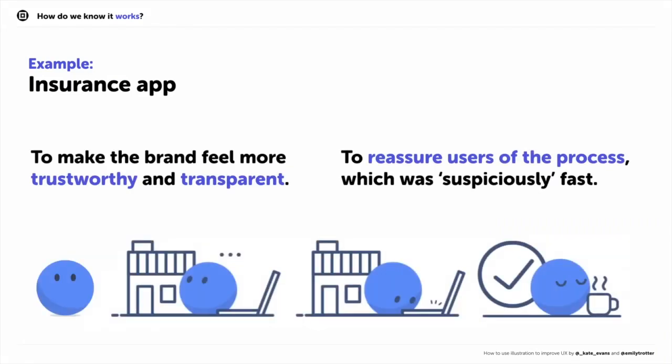So the insurance app example that we mentioned earlier is one example where we identified the need for illustration after the first round of testing. The findings were that users had difficulty trusting the app for various reasons. One reason, interestingly, was that the process was too quick to come back with a quote. Did its job too well. Yeah, pleasing some people. The goal of the illustration was therefore to make the brand feel more trustworthy and honest, and to reassure users of the process as it went along. These things were then used as a benchmark for testing once the illustrations were added.